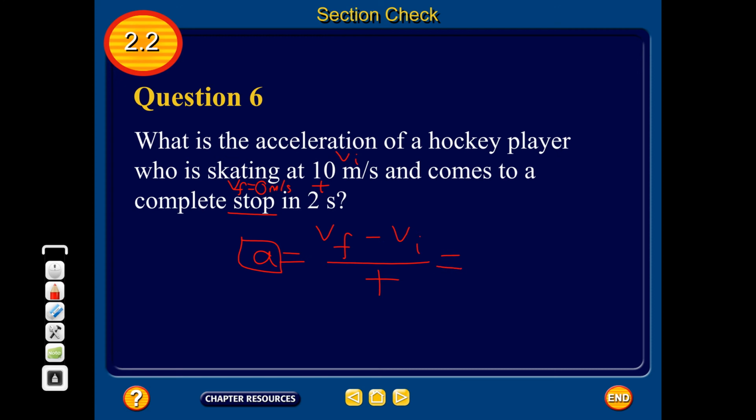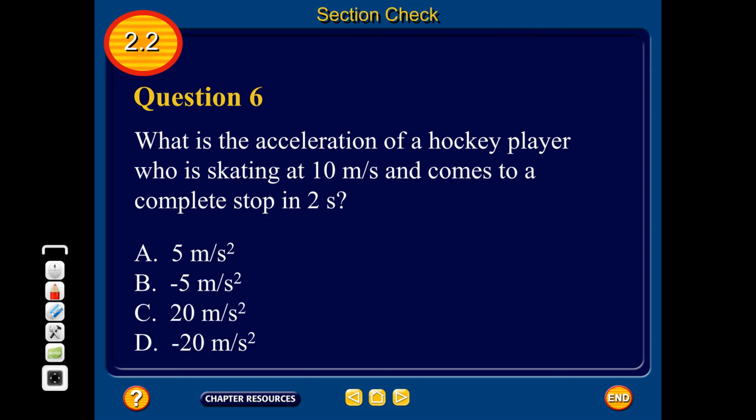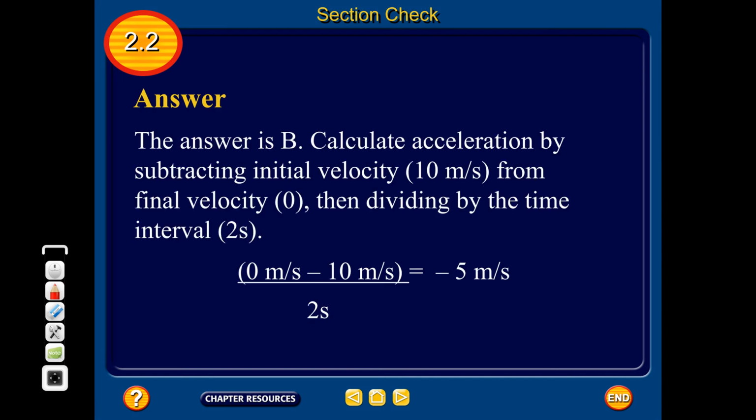What's this going to be? Final, 0 minus 10 divided by 2. Negative 10 divided by 2, it'll come out to negative 5, B. Okay, negative 5. There you go. So you are slowing down, so you know it has to be negative.